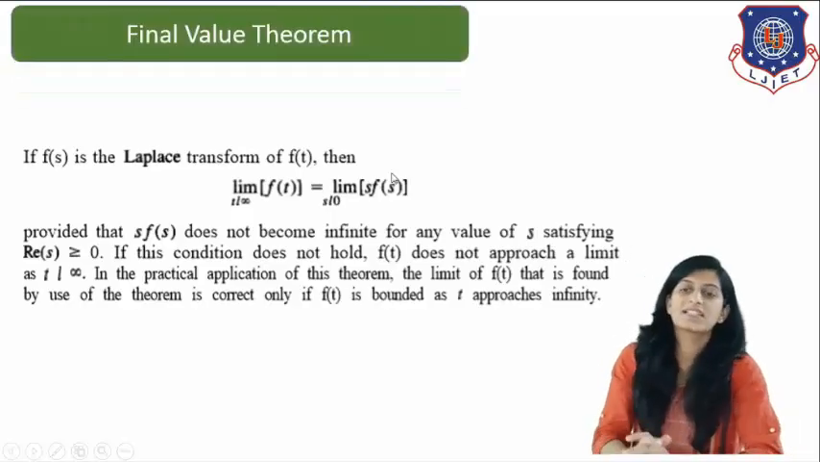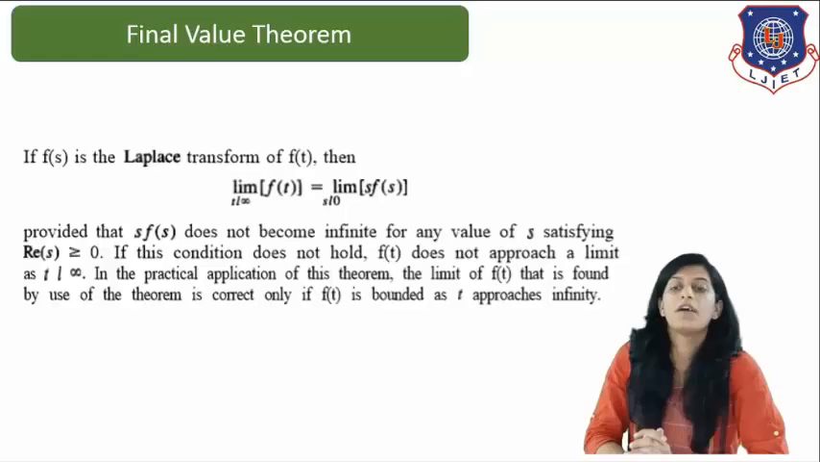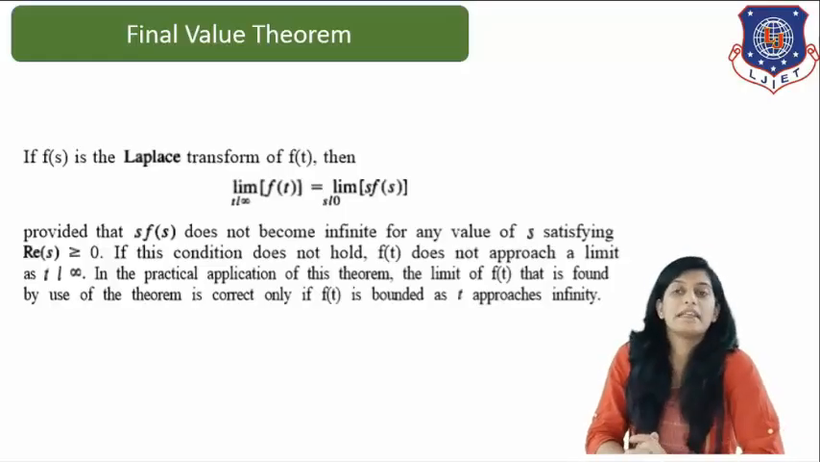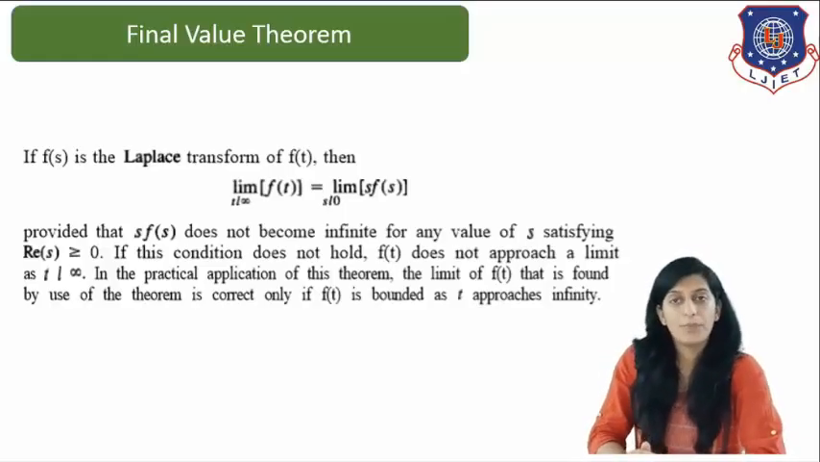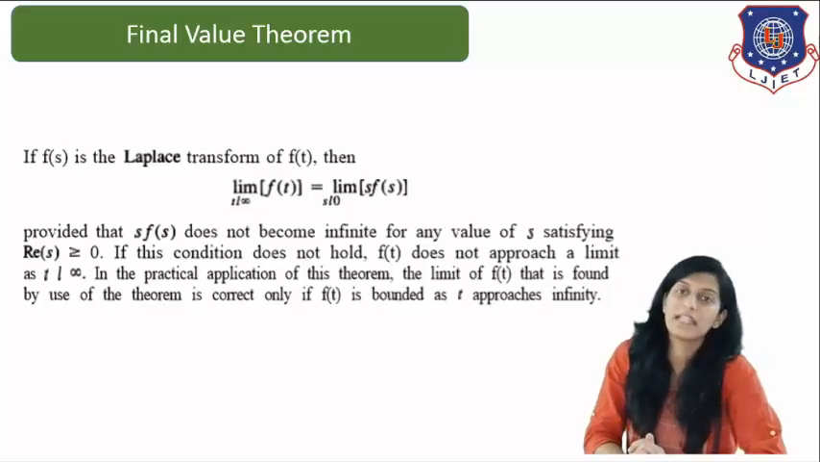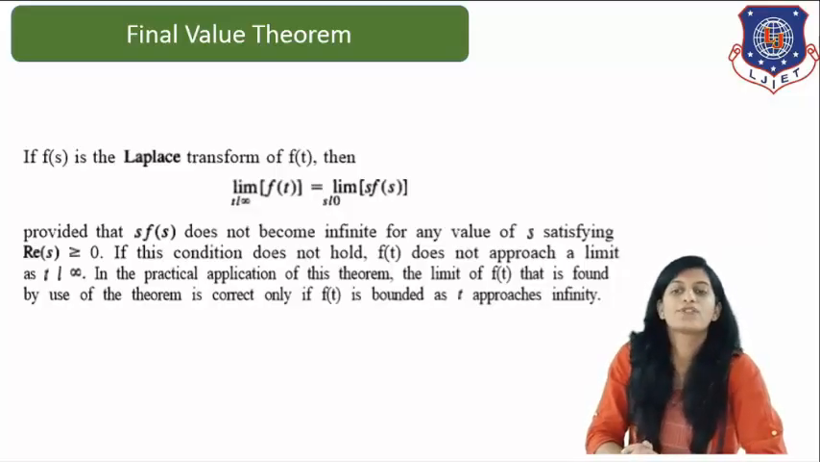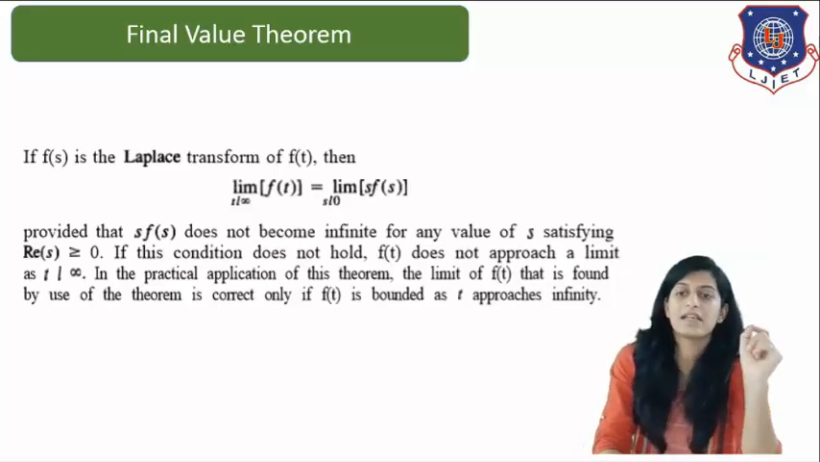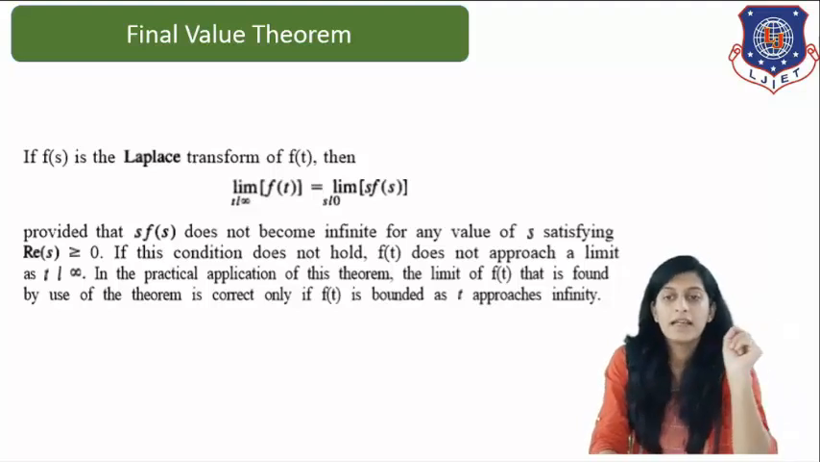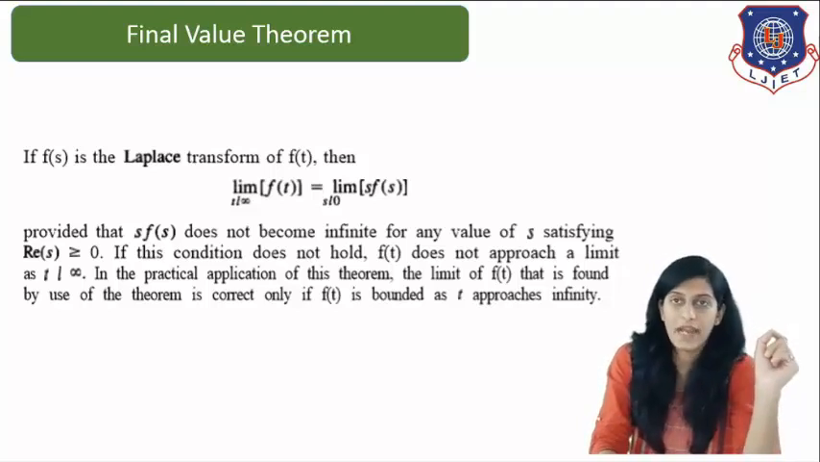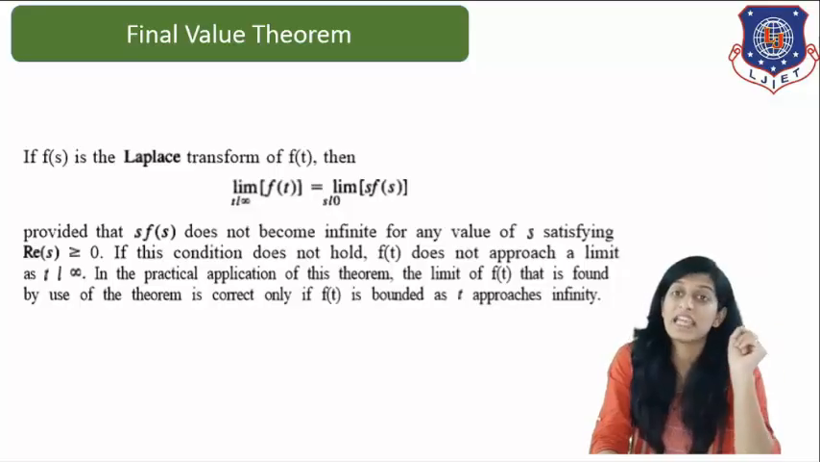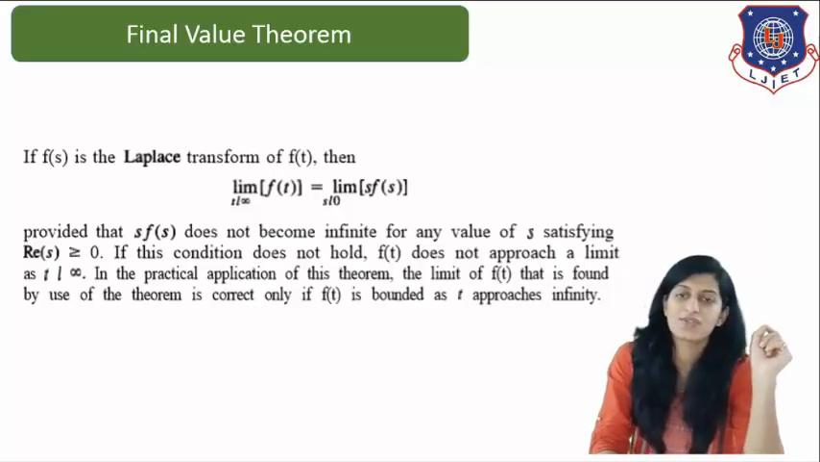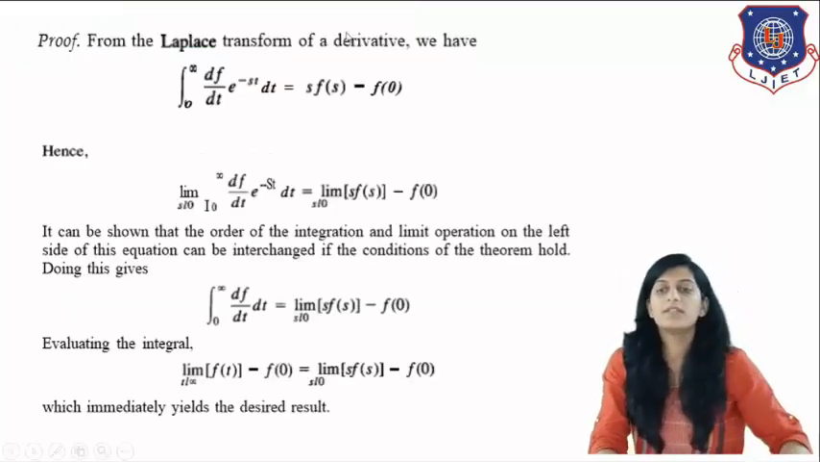Now let's discuss the final value theorem. Final value theorem and initial value theorem are two important theorems which deal with Laplace transform. The final value theorem states that if F of s is a Laplace transform of f of t, then limit t tends to infinity f of t is equals to limit s tends to 0 s F of s. So now let's just prove it.